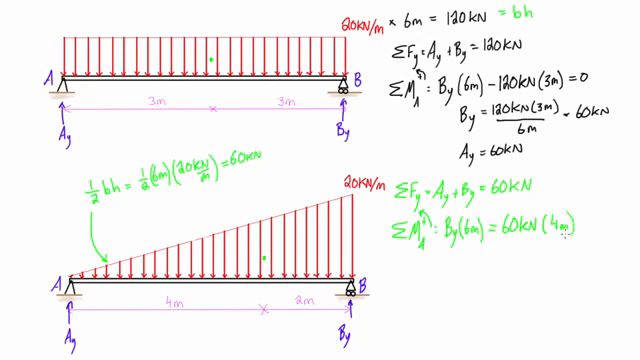All right, so if we bring this 6 meters down here, we'll get BY is equal to 60 kilonewtons times 4 meters divided by 6 meters. That's going to give us 40 kilonewtons. And those are the right units. We're looking for kilonewtons, and it's positive, so we know it's pointing up. Now if we bring this back into the sum of forces in the y direction, we'll have AY is equal to 60 minus 40. So AY is equal to 20 kilonewtons pointing up.